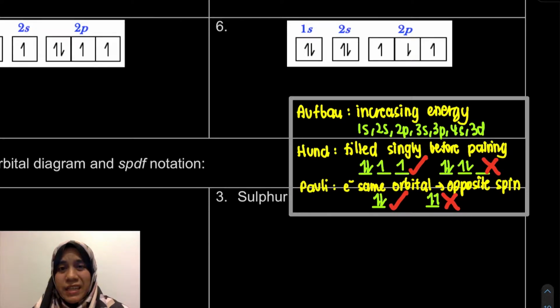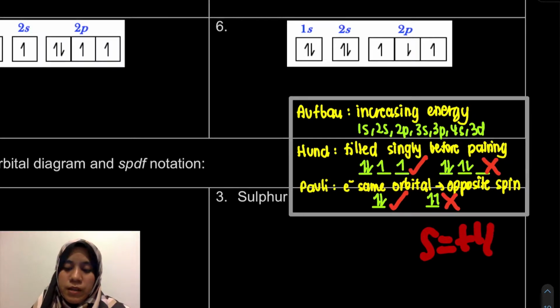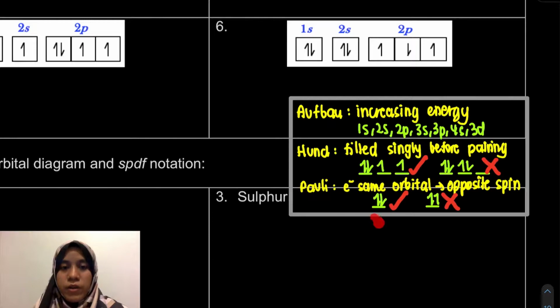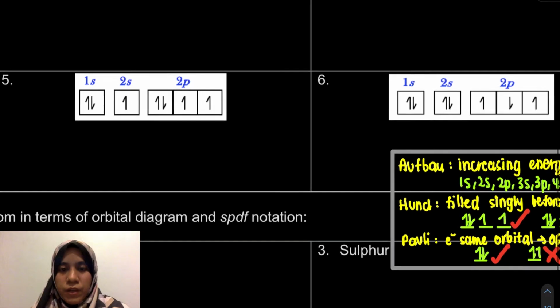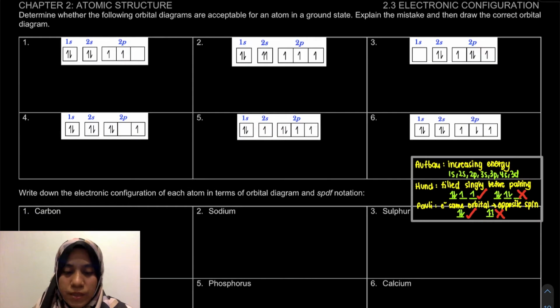Last but not least is the Pauli exclusion principle. We have mentioned that no two electrons can have the same 4 quantum numbers. Another name for it is that for electrons in the same orbital, they must have opposite spin. If it is the same spin, it means all the 4 quantum numbers are the same. So s must be opposite: s must have the positive half and the other must have the negative half. So that's why this is correct and this is incorrect. So that is the summary. Now let's look at the examples themselves.